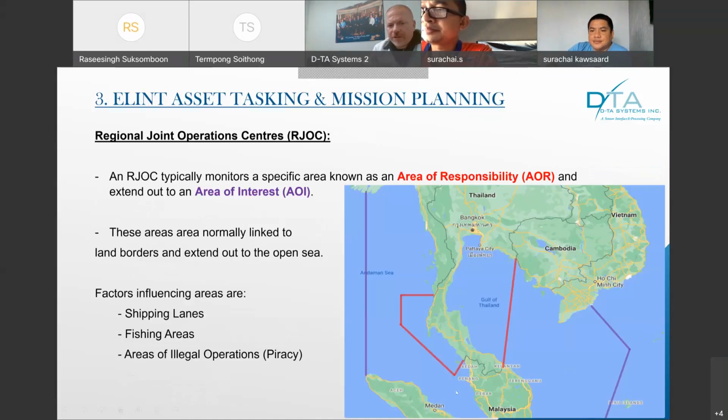So an RJOC typically monitors specific areas known as the area of responsibility or the area of interest, your AOR and your AOI. These are normally linked to land borders and extend out to open sea. Factors which will influence those regions are generally shipping lanes, fishing areas, and known areas of illegal operations such as piracy or areas of drug running, etc.